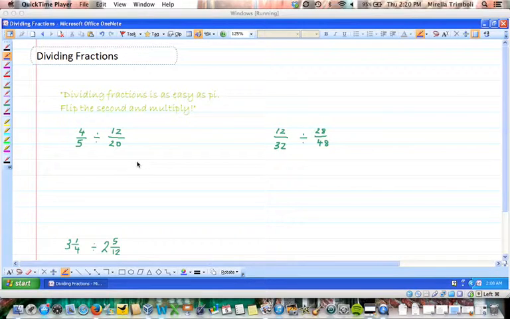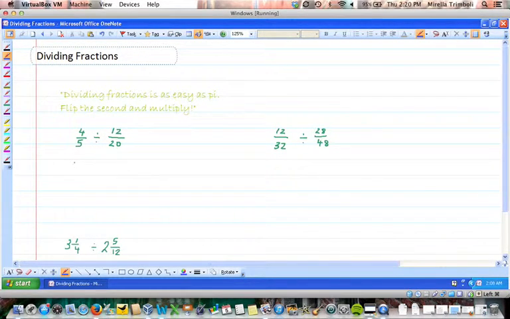Dividing fractions is as easy as pi. Flip the second and multiply. So really all we'll be doing today is building on the skills from last week to show you how to divide fractions. So let's have a look at the first one.